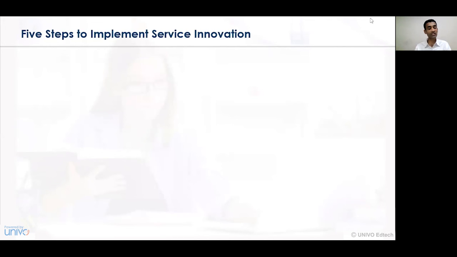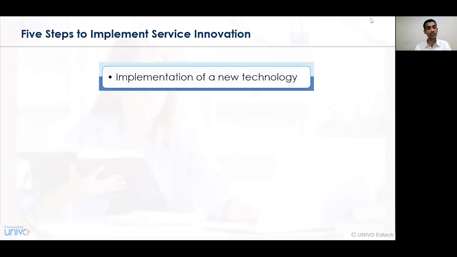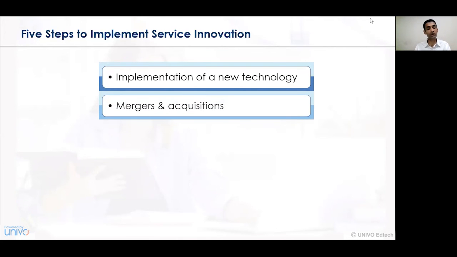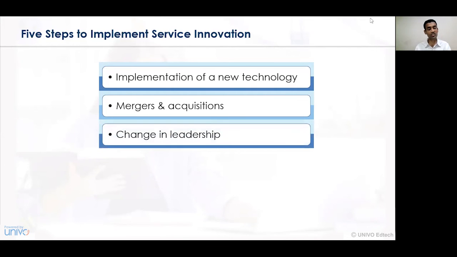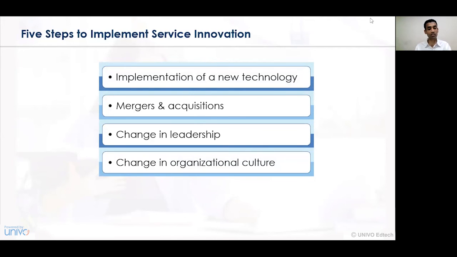Now let us understand the various steps to implement a service innovation. The steps are adoption of a new technology; mergers and acquisitions, that is, when there are mergers and acquisitions of new firms; and changes in the leadership. If the top level or middle level management has a change in leadership, then service innovations can become better and more effective. Then change in the organization culture, for example from open-ended to closed-ended, or line to functional. Accordingly, a change in the organization structure also helps improve service innovation.